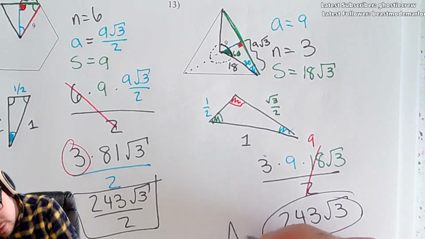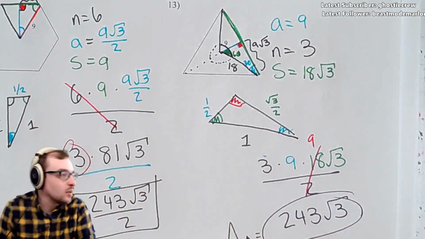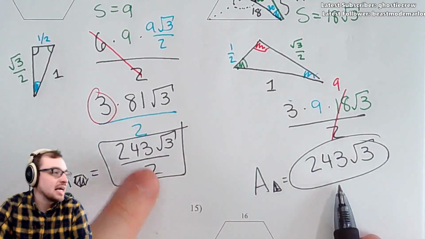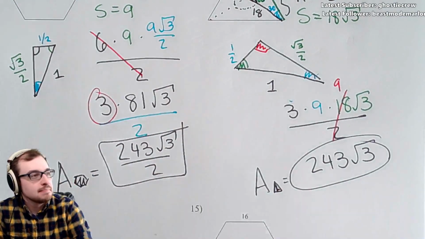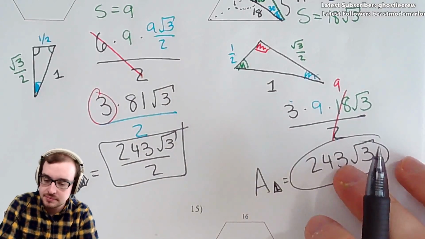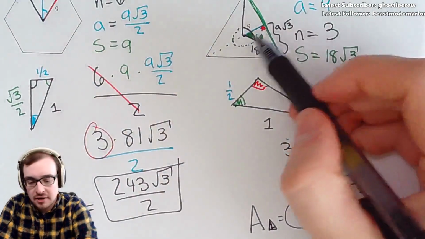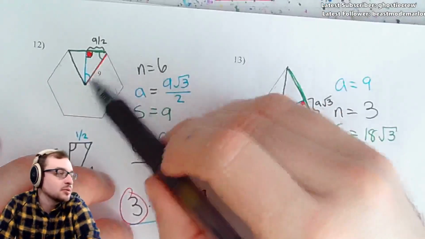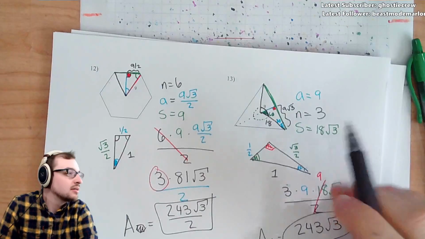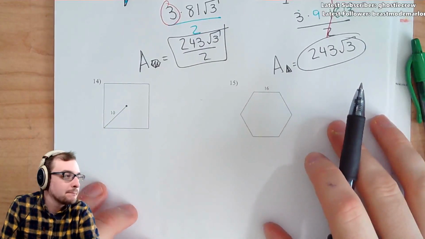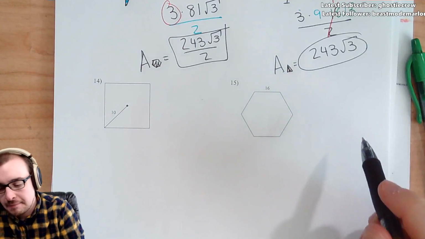The area of this triangle is twice as big as the area of that hexagon. 243 root 3. That's half. That's all of it. So it's twice as big. Notice that the apothem here is the same length as the side here, which we call a radius, more or less. Some interesting properties here. You can do a cool little drawing with that. Triangle wrapped around that.